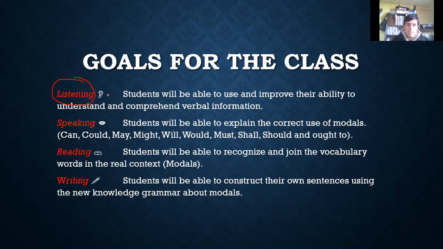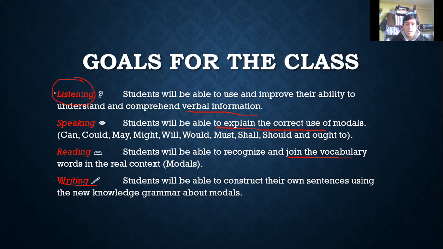Listening goals is number one. Students will be able to use and improve their ability to understand and comprehend verbal information. And the speaking skill: students will be able to explain the correct use of modals. On the reading, students will be able to recognize and join the vocabulary. It's the most important part. Join the vocabulary words in the real context. For the writing, students will be able to construct their own sentences using the new grammar knowledge about modals. These are the four objectives for this class.